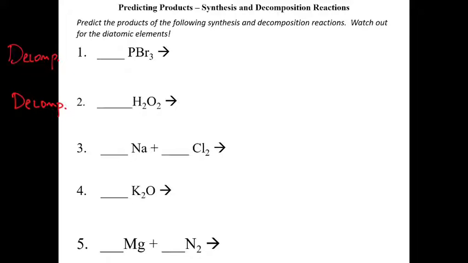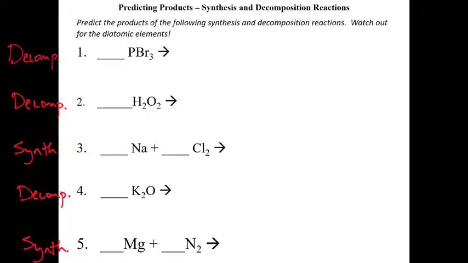What about 3? It's got to be synthesis. If it's one of the two, we would have to predict its synthesis. Maybe we'll just say synth. What about 4? Decomp. Just one reactant. Must be decomp. And 5? Synthesis.